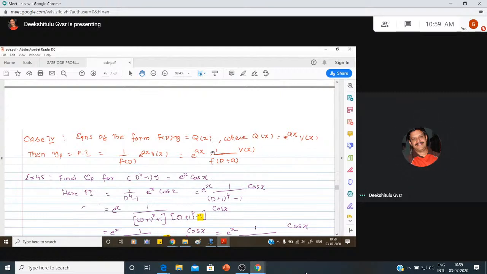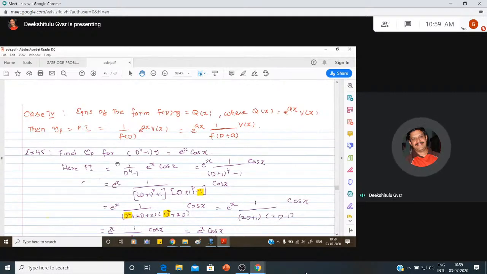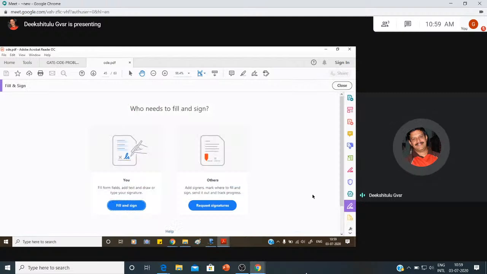Now this is our usual practice, we do it. Now let us say, find the particular integral of D power 4 minus 1 operated on e power x cos x. For each of the problems I have asked only the particular integral. For practice, you calculate yp also.